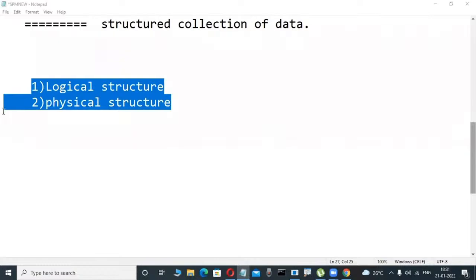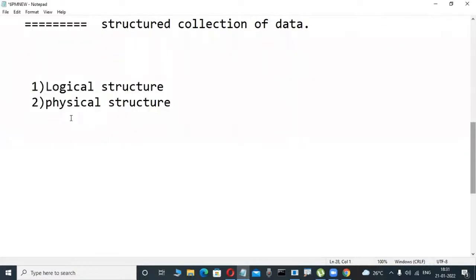Suppose you are a Java, Python, or Oracle developer, or I am a PLSQL developer. We are all basic level programmers. In Oracle or SQL or MySQL, in which structure are we all working? Very good, logical structure. Some fellows are telling logical structure only. Yes, what is that logical structure?